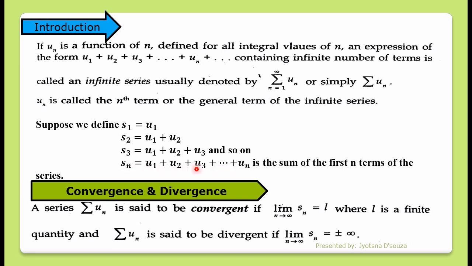Once you have the sum of the n terms, that is once you have Sn, take the limit as n tends to infinity because there are infinitely many terms. So we take the limit as n tends to infinity of Sn. Find the limit. If you get a finite value, then you conclude that the given series is convergent. If you get infinity, then conclude that the given series is divergent. So this is the definition of convergent and divergent of the series.